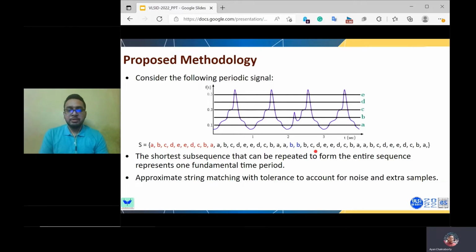problem. It is approximate because there may be additional events in the encoding which may be caused due to additional samples at the beginning or at the end, or due to noise. In this example, we can see that there are two additional events due to noise in the signal, which is shown by these two extra literals B and B. So in order to calculate the shortest repeating subsequence, we must be able to tolerate these extra additions due to noise.